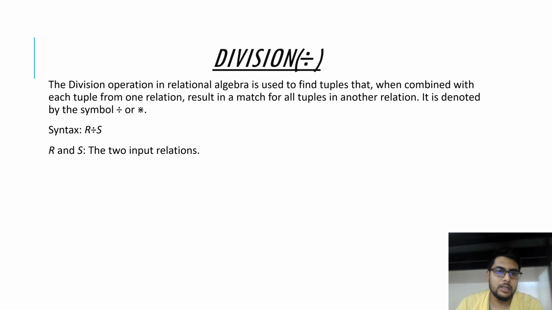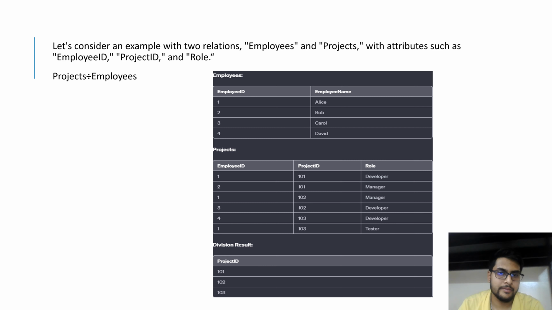Division. The division operation in relational algebra is used to find tuples that, when combined with each tuple from one relation, result in a match for all tuples in another relation. It is denoted by the symbol division or bar. Syntax: R divided by S. R and S are the two input relations.